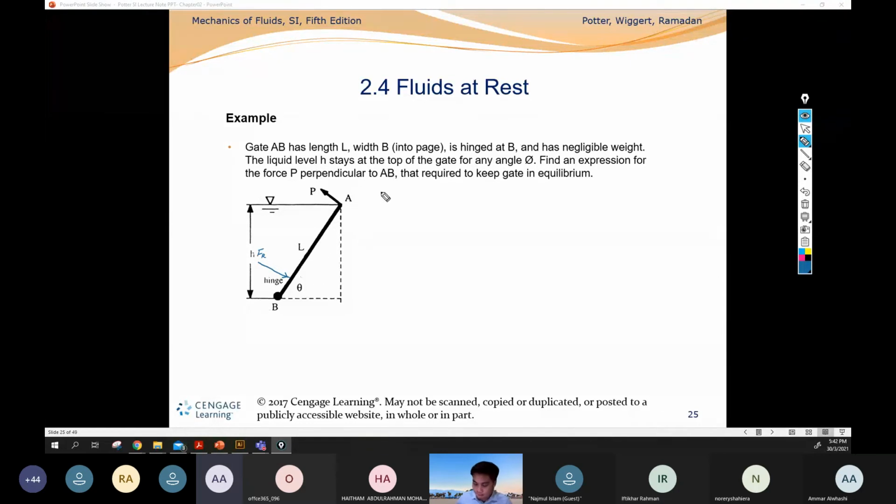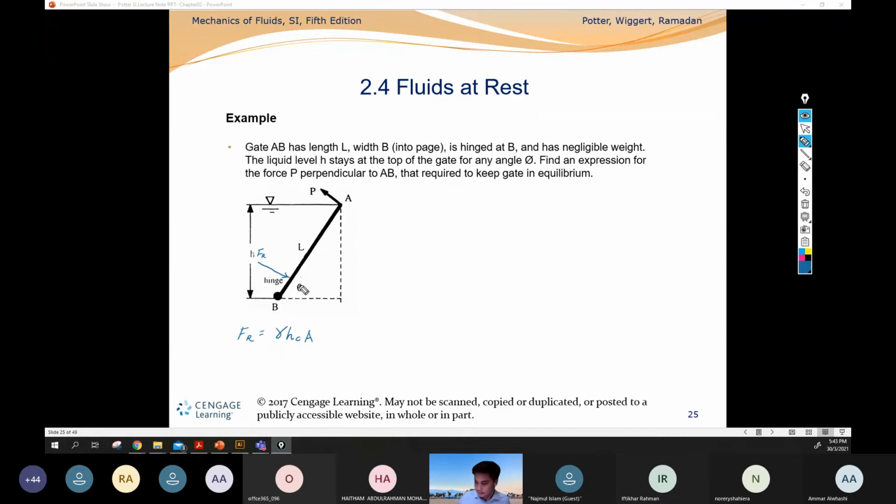So the first step, we need to calculate the resultant force. What's the formula of resultant force? Fr is equal to gamma h_c times area. I think this is very simple, right? This topic has a very short formula.